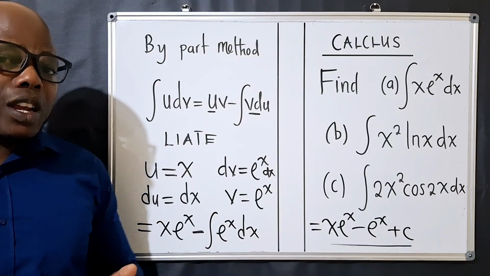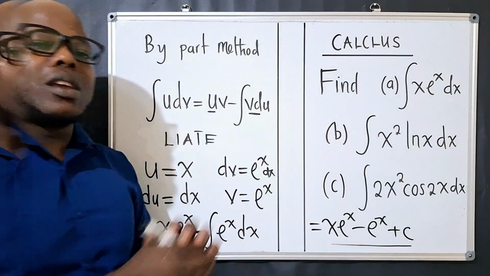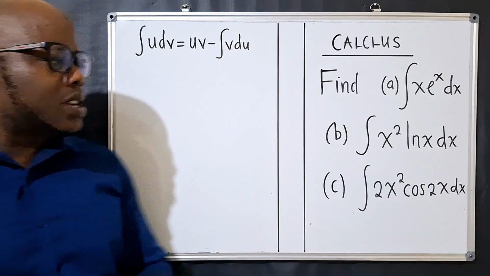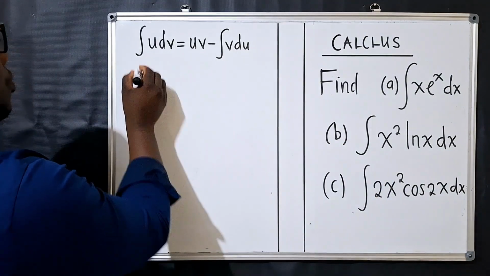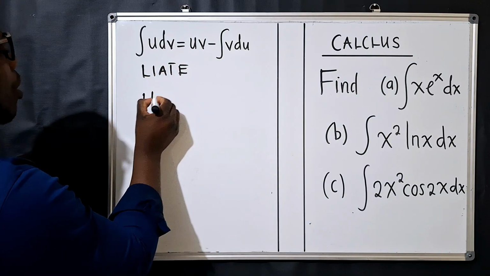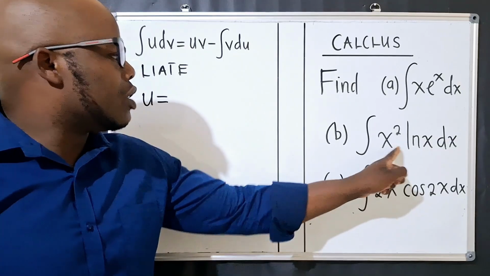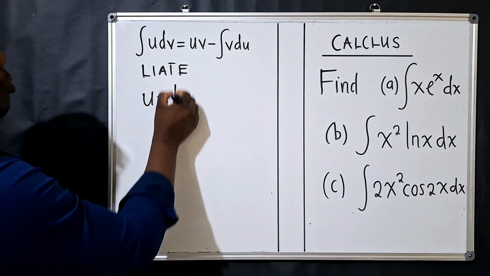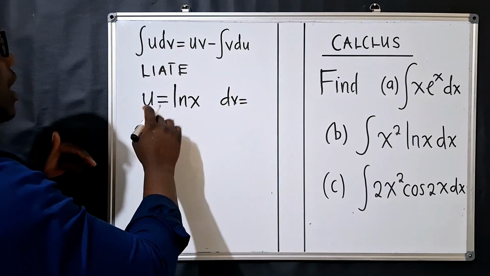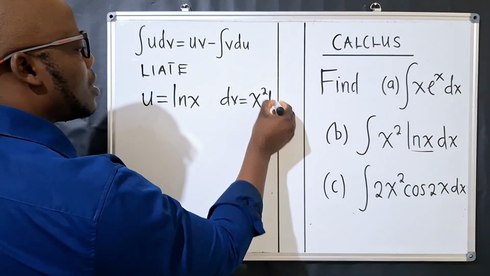So let's now go to the second question, which is question B, and try to apply this idea on question B. We'll follow the same idea. So the mnemonic, we should not forget this mnemonic. It will help us identify our u. So do we have a natural log? When we check, yes, we have the log, which is right here. So this will be our u. And then our dv will simply be anything that remains. So we remain with x power 2 dx.